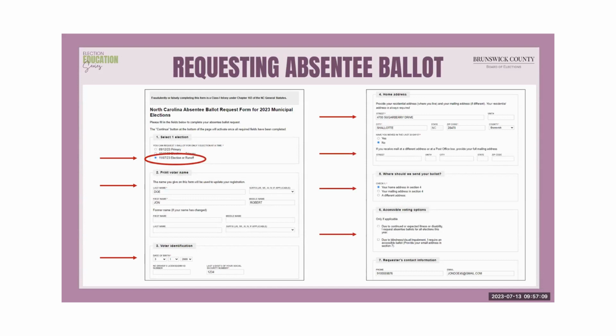Section 6 only applies to a voter who needs accessible voting options. The voter can skip this section if it is not needed or check off which choice applies to them. Section 7 requires a phone number and email address for the voter.